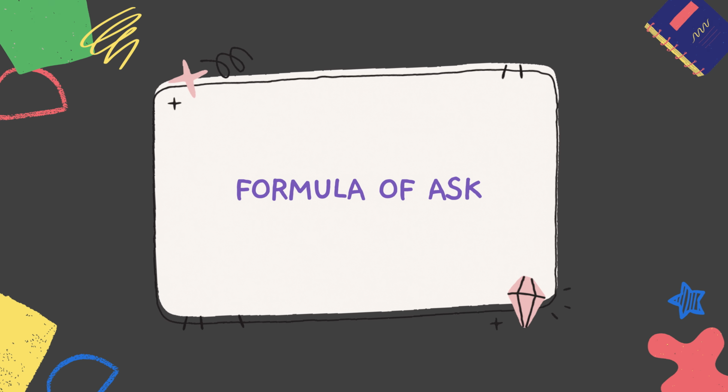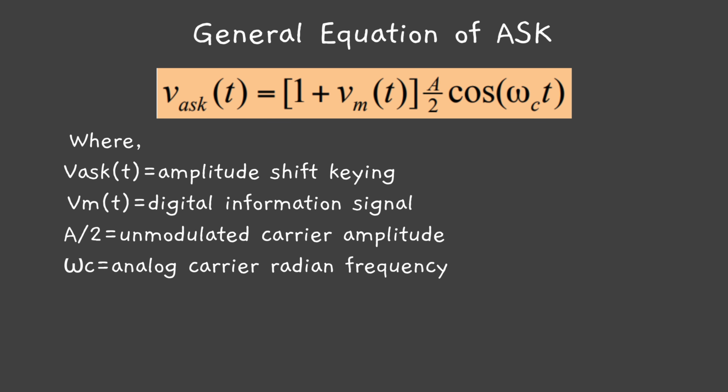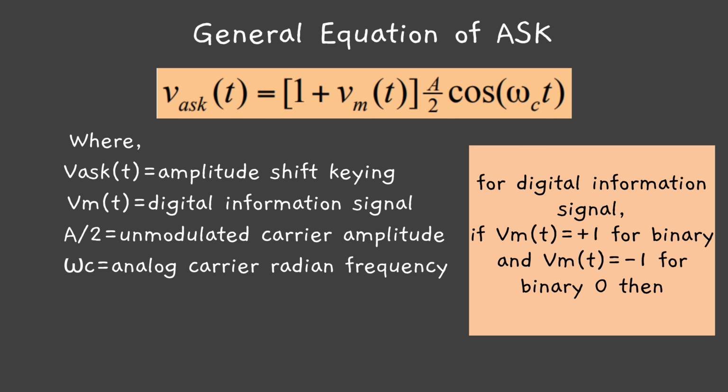Formula of ASK. General equation of ASK, where V_ASK(t) equals amplitude shift keying, V_m(t) equals digital information signal, A equals unmodulated carrier amplitude, omega_c equals analog carrier radian frequency. For digital information signal, if V_m(t) equals +1 for binary 1 and V_m(t) equals -1 for binary 0, then.